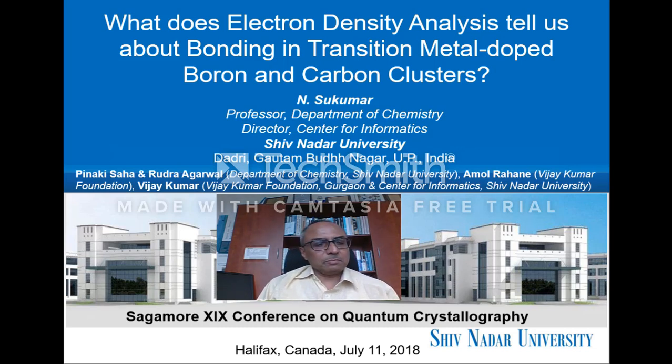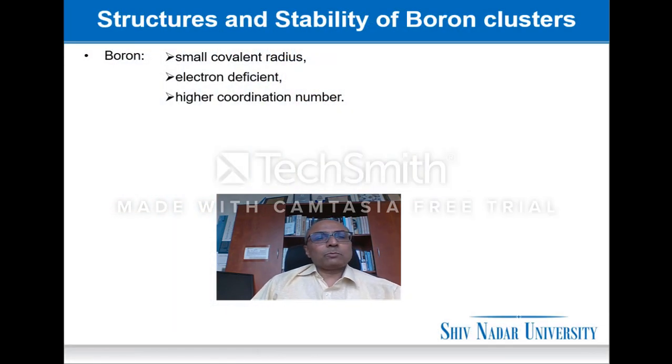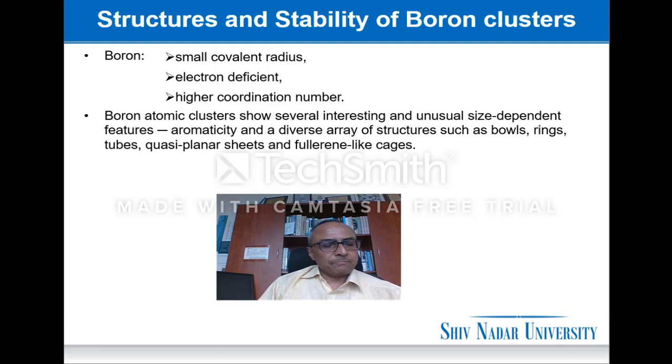I regret that I am unable to join you in person, but I'd like to talk to you about what electron density analysis tells us about bonding in transition metal doped boron and carbon clusters. Well, why boron? Boron has several interesting and unusual properties such as small covalent radius, the electron deficiency, and a higher coordination number than its formal valency.